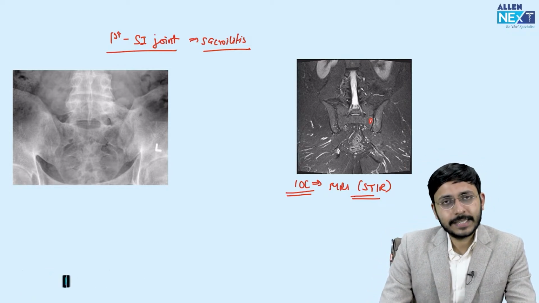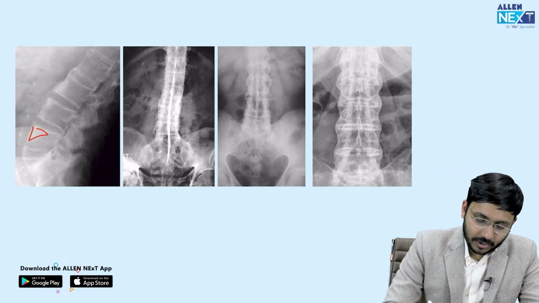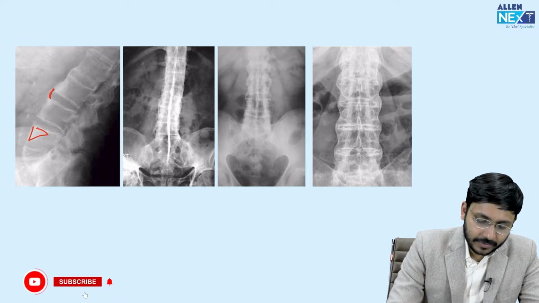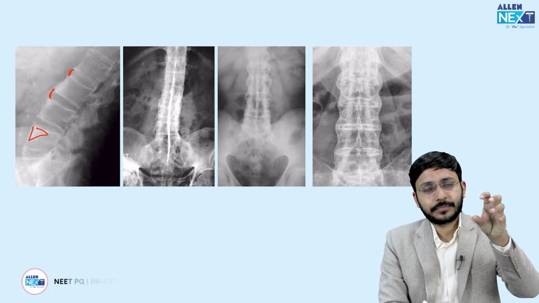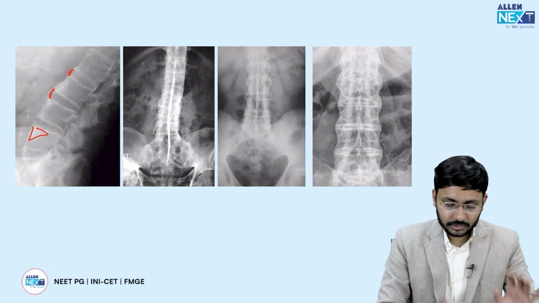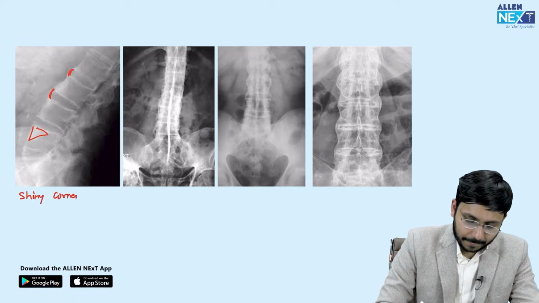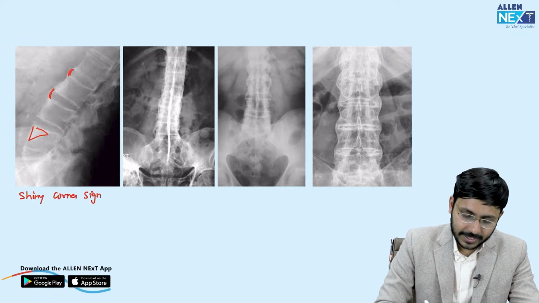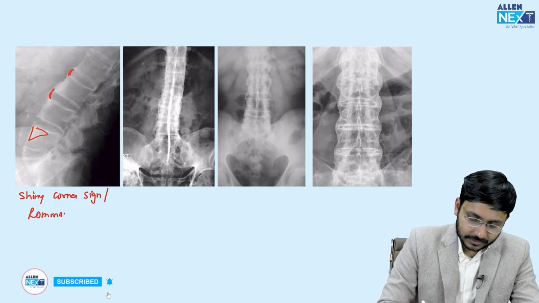What are the other signs that we see in ankylosing spondylitis? First of all, there is a shiny corner sign, because we know that there are syndesmophytes. So at the insertion of Sharpey's fibers, there is inflammation. So we get the shiny corner sign. We get this shiny corner sign, or Romanus lesions also, these are known as.